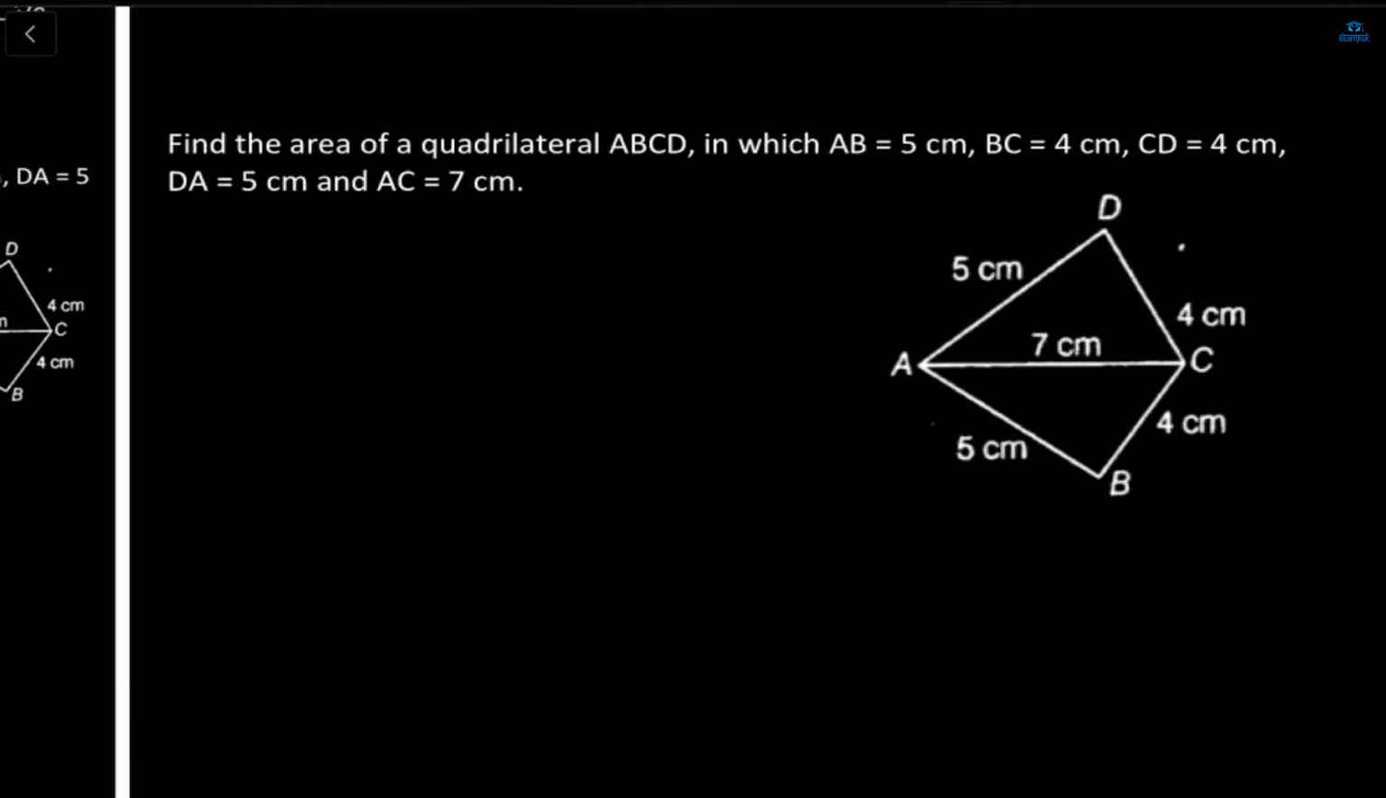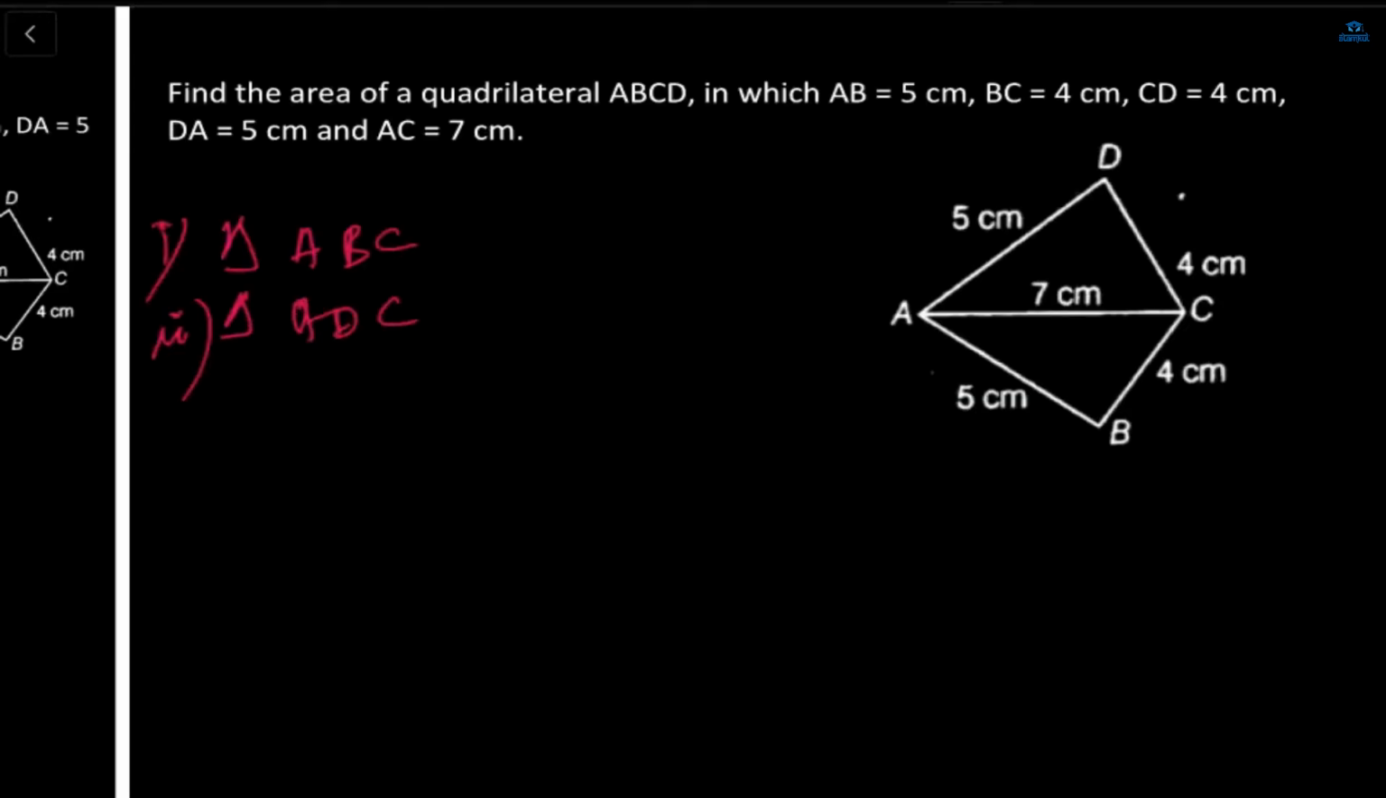Find the area of the quadrilateral ABCD. Now you have to find the area of this quadrilateral ABCD. In this, you have already been given the lengths of the sides AB, BC, CD and DA. All the sides are given and the diagonal is also given. So this quadrilateral is divided into 2 triangles. One triangle is ABC, and the second triangle is triangle ADC.